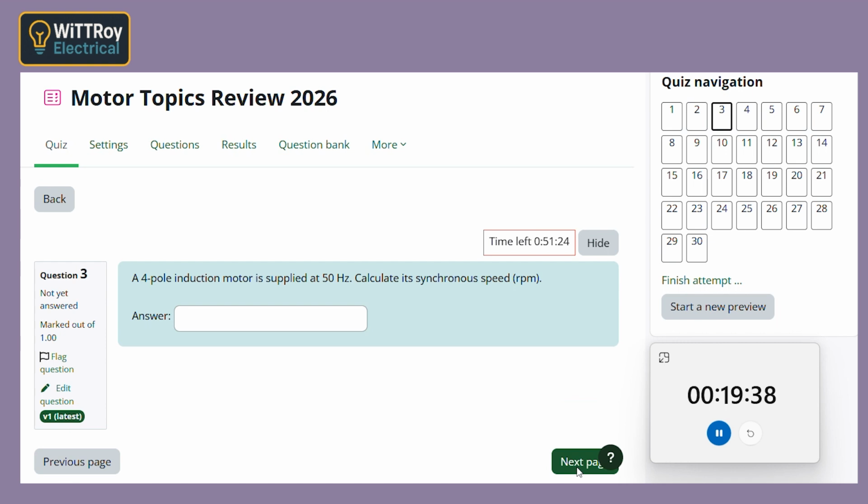Question 3. Synchronous speed, 4-pole, 50 Hz. I got 1500 RPM. Good, that's correct. Just remember that is the speed of the magnetic field, not the rotor under load.